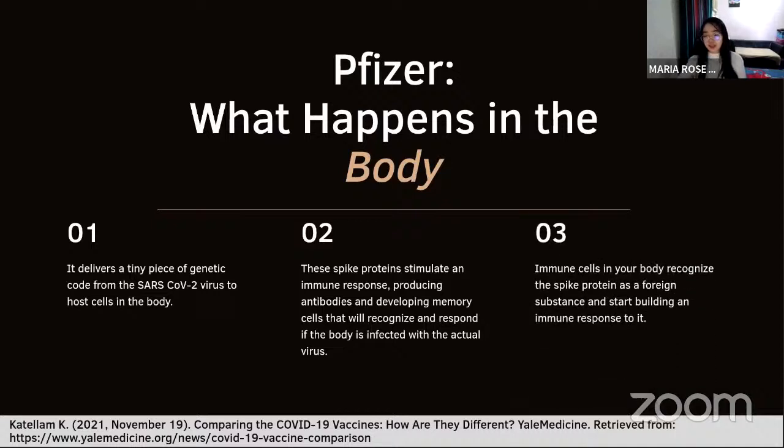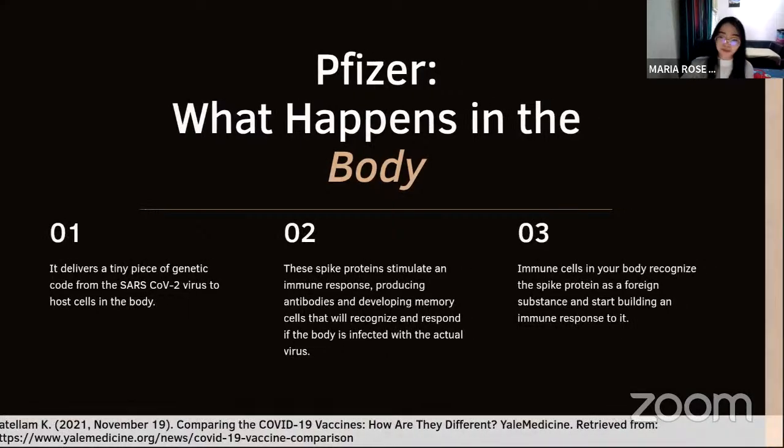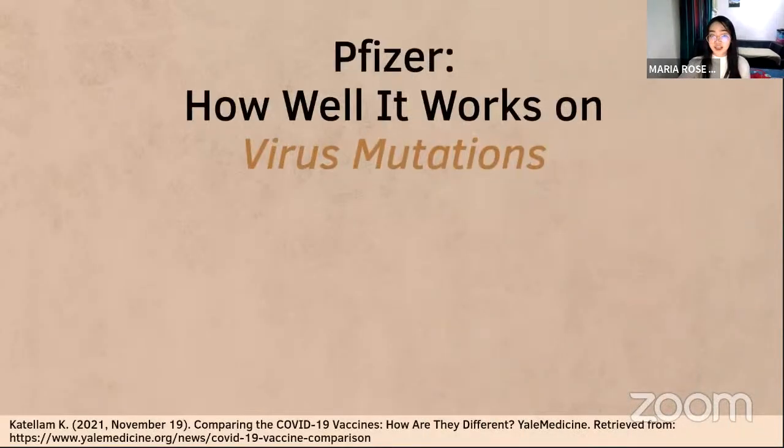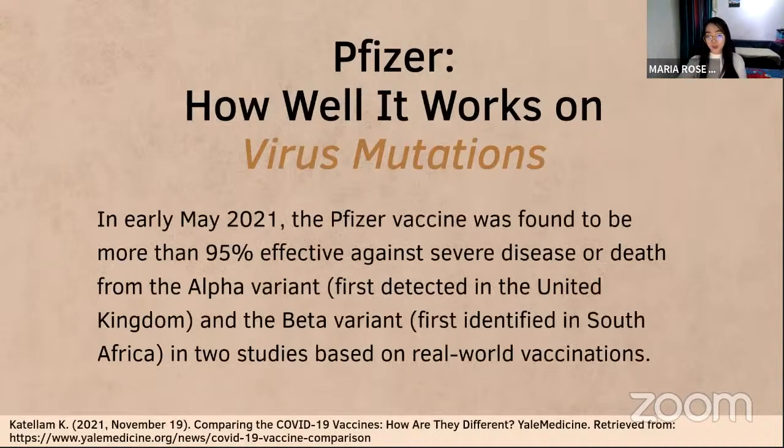Lastly, what happens in the body is that immune cells in your body recognize a spike protein as a foreign substance and then start building an immune response to it. Next, how well does it work on virus mutations? So in early May 2021, the Pfizer vaccine was found to be more than 95% effective against severe diseases or death from the Alpha variant.